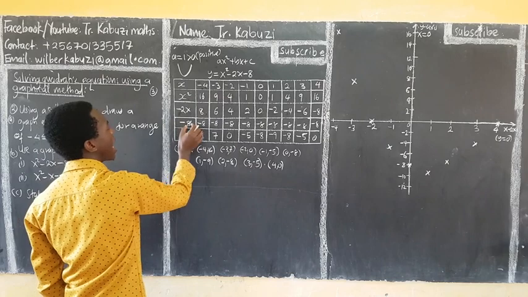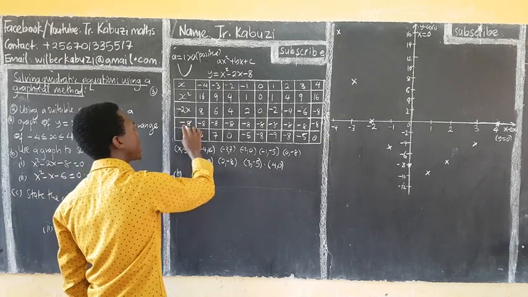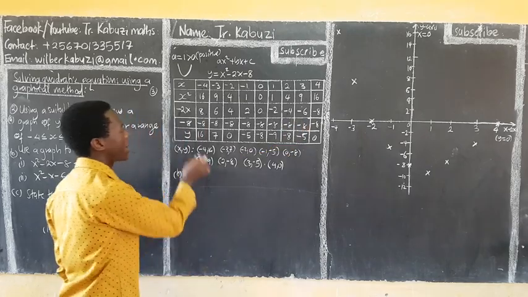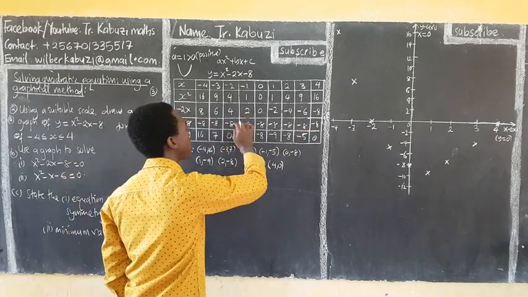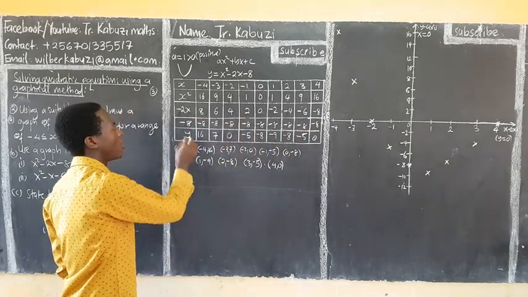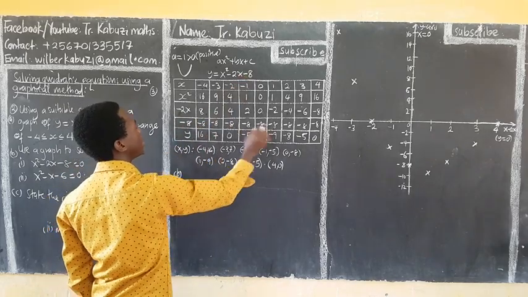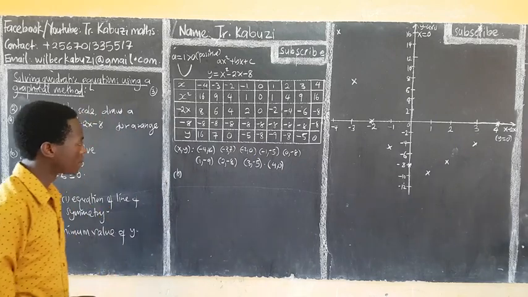Then this -8 here, the constant, we write it throughout. If it's 5, we write 5, 5, 5, 5. If it's 3, write 3, 3, 3, up to when you complete that row.